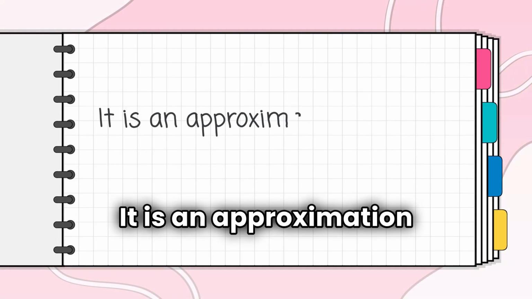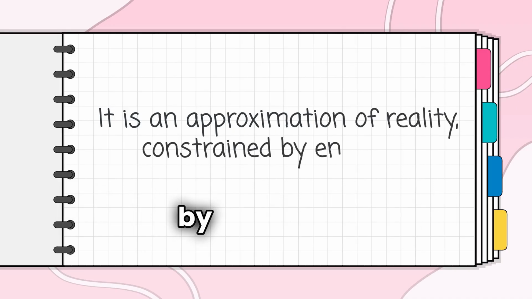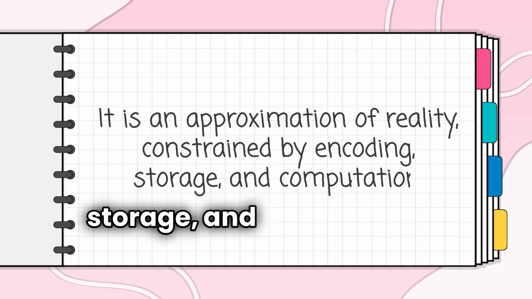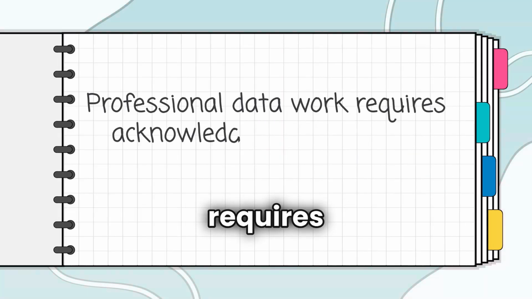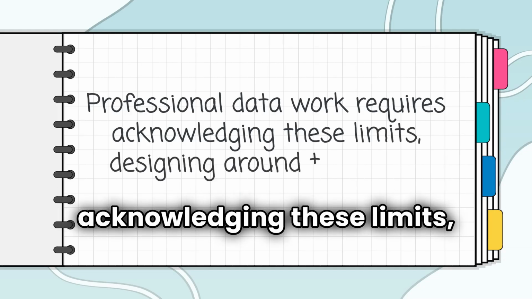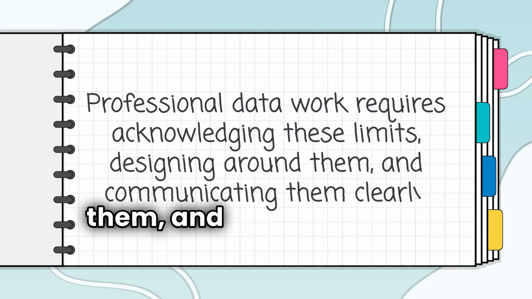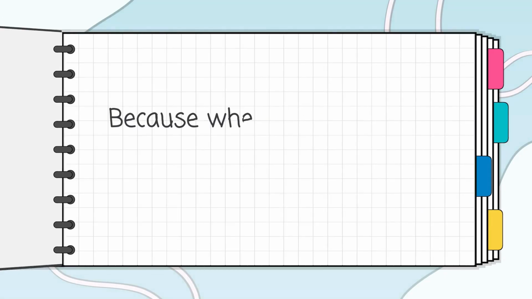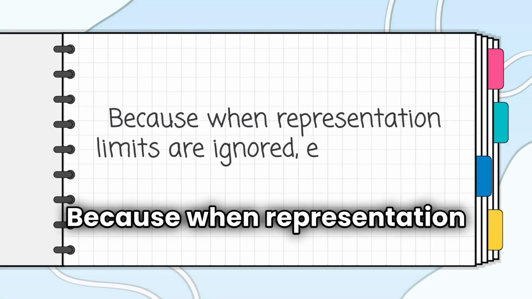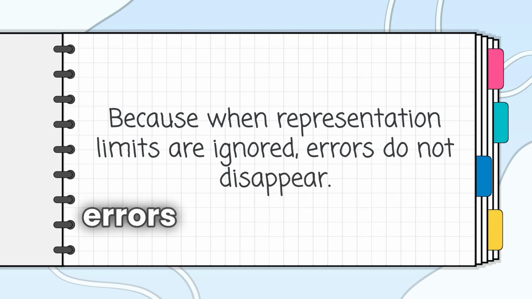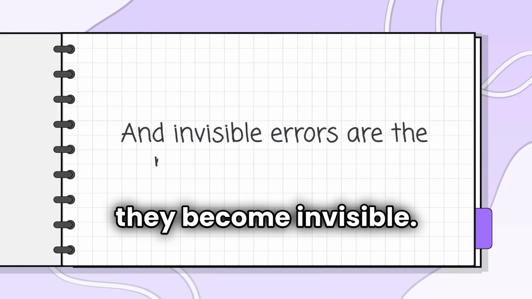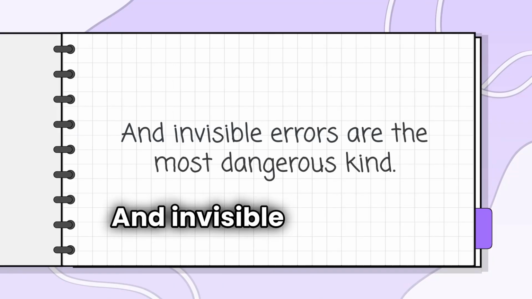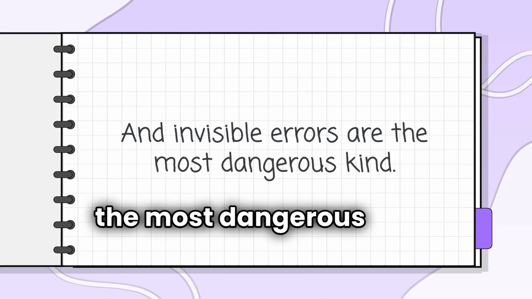It is an approximation of reality, constrained by encoding, storage, and computation. Professional data work requires acknowledging these limits, designing around them, and communicating them clearly. Because when representation limits are ignored, errors do not disappear. They become invisible. And invisible errors are the most dangerous kind.